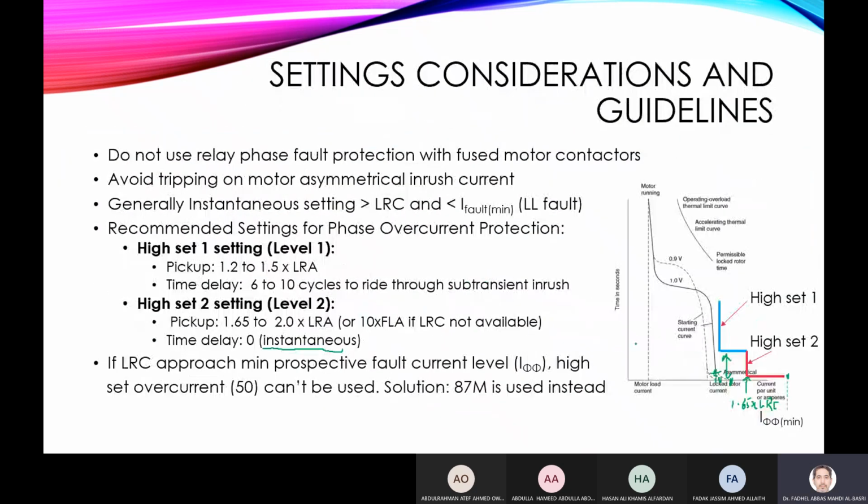So this long time, this is like the short time. This is representing the short time element, and this is the instantaneous element. So I want to choose this. How do I choose the short time element? I want to take 1.2 to 1.5 times the locked rotor current and delay it by a time.